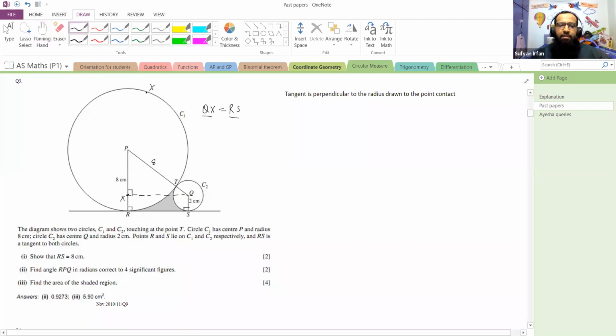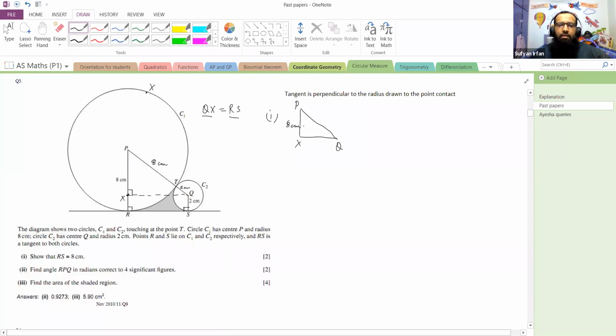So let's write PT is 8 centimeters. Now similarly QS is 2 and QT is also 2. How? Because Q is the center of the circle C2. From Q till the circumference is radius. So QS is radius, QT is radius. So now we know that the right angle triangle is PXQ. PXQ is a right angle triangle.